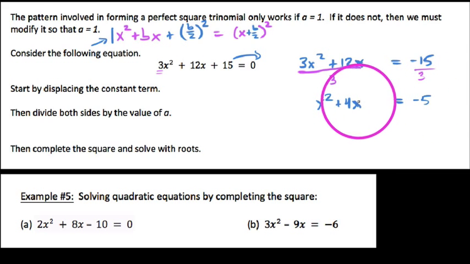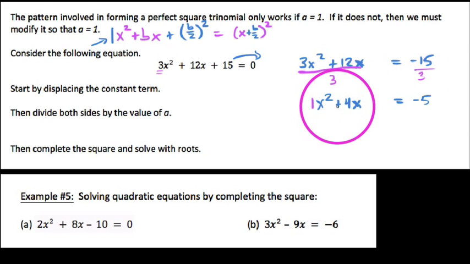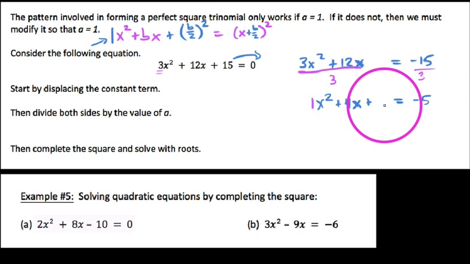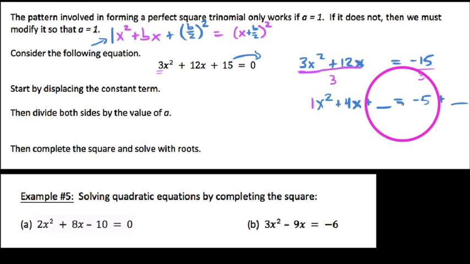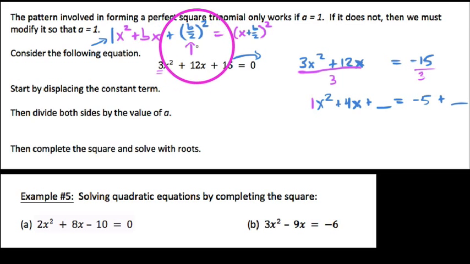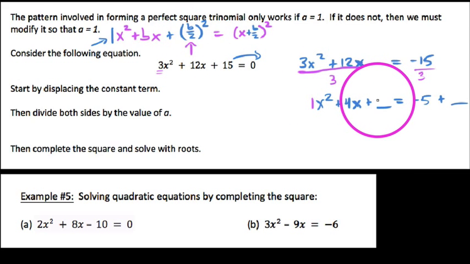What this does is it transforms it so that now I do have a 1. So if I ask, what do I really want to add to both sides now that is going to cause this left side to be a perfect square trinomial? Well, it's half of our middle term squared. So half of 4 is 2, and 2 squared is 4. So we're going to add 4 to both sides.